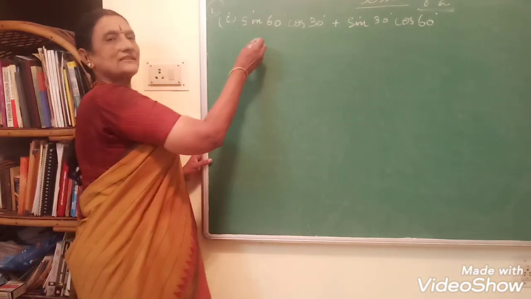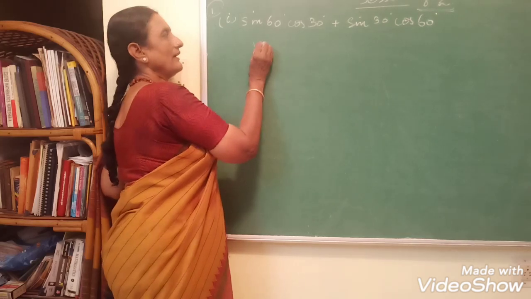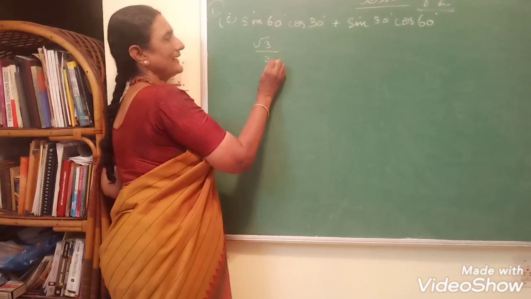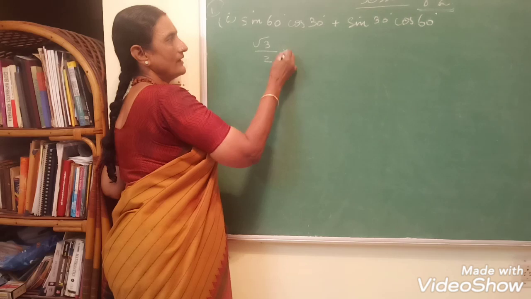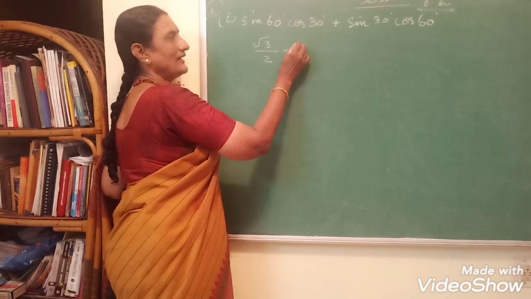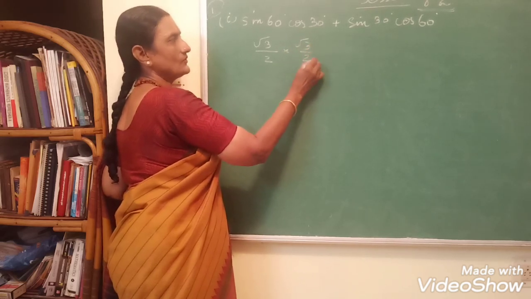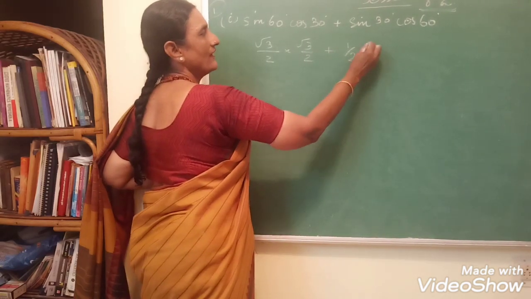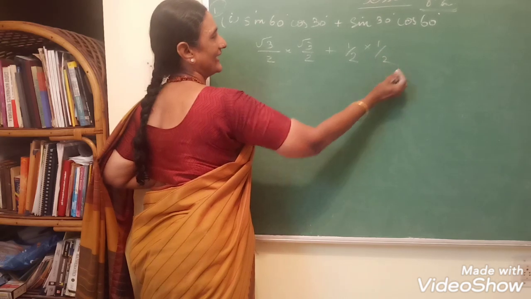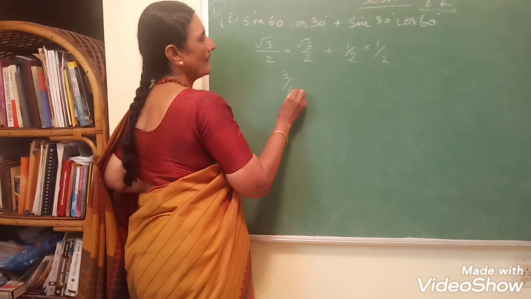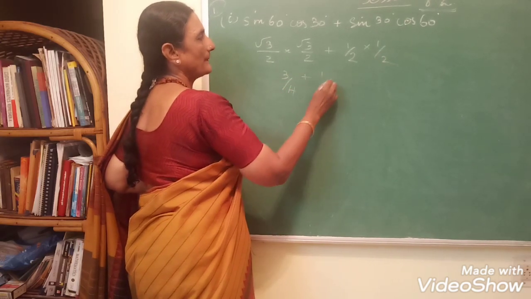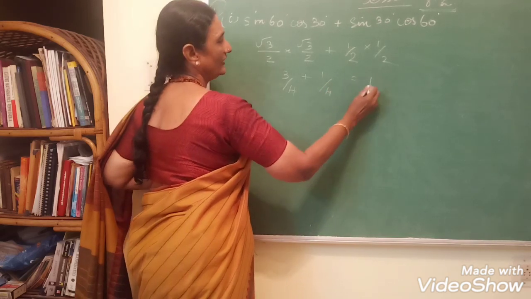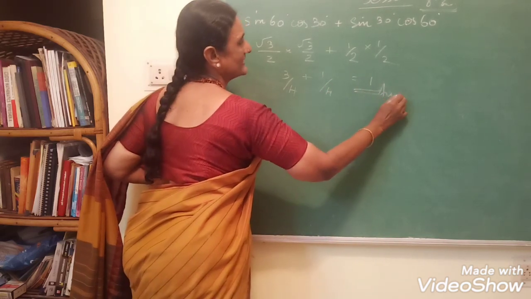Okay. So sin 60 value is what? I heard somebody murmuring. Root 3 by 2 into cos 30 is what? That's again root 3 by 2. What is sin 30? Sin 30 is half. What is cos 60? That's again half. So 3 by 4 plus 1 by 4, giving you the answer 1. So 1 is the answer for this sum.